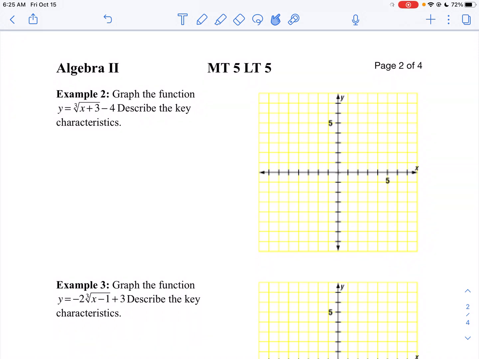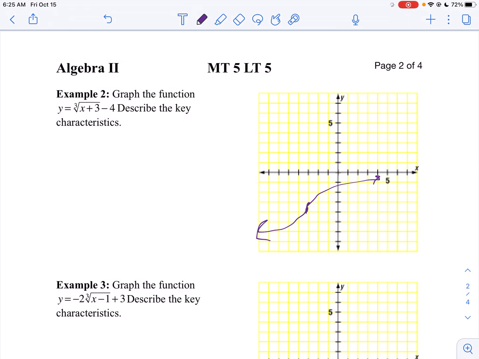On example 2, we want to graph this function and then describe the key characteristics. Notice what happens here. It's been translated to the left 3 and down 4. So I'm going to go to the left 3, 1, 2, 3, and down 4, 1, 2, 3, 4. Well, need the point there. And then it's symmetric around that point.